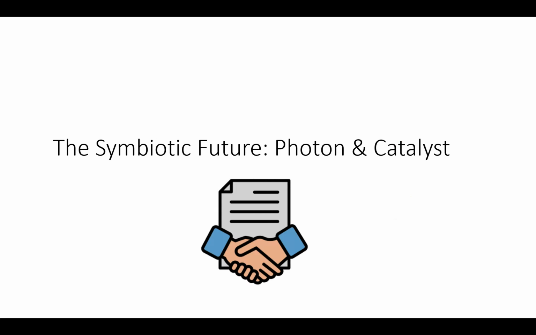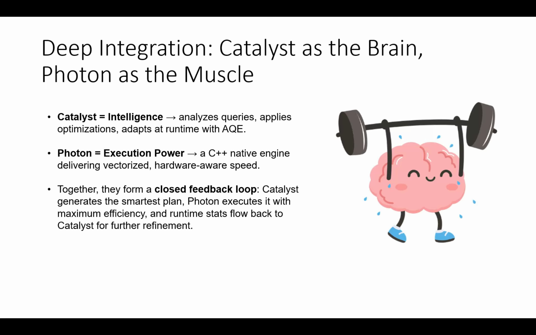Now, in future, what will happen? We saw where Photon is good versus where Catalyst is good. In future, there will be a deep integration. Catalyst is like a brain that will do the planning, and Photon is the muscle because it will do the execution. Like I said, Catalyst is the intelligence that will analyze, apply optimization, and adapt at runtime.